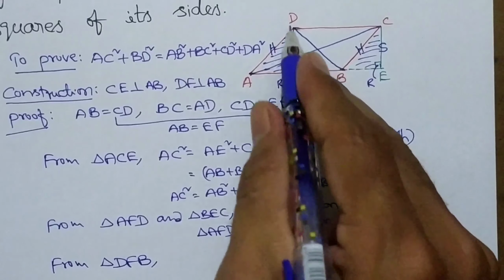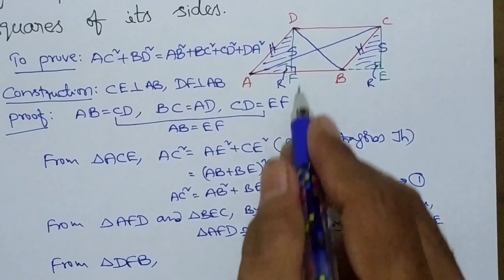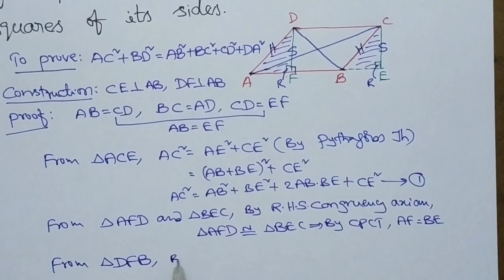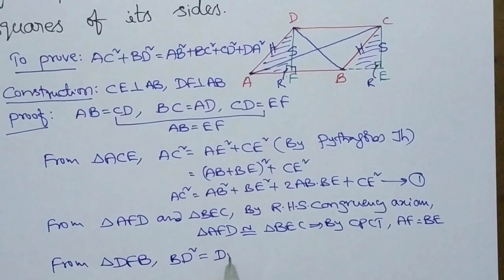Triangle DFB, this is the triangle. Here angle F is 90 degrees, so let us apply Pythagoras theorem again. So here BD square is equal to DF square plus BF square.